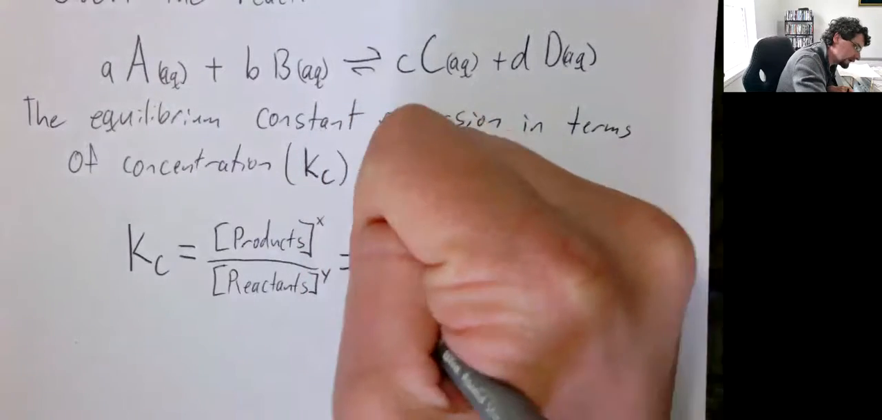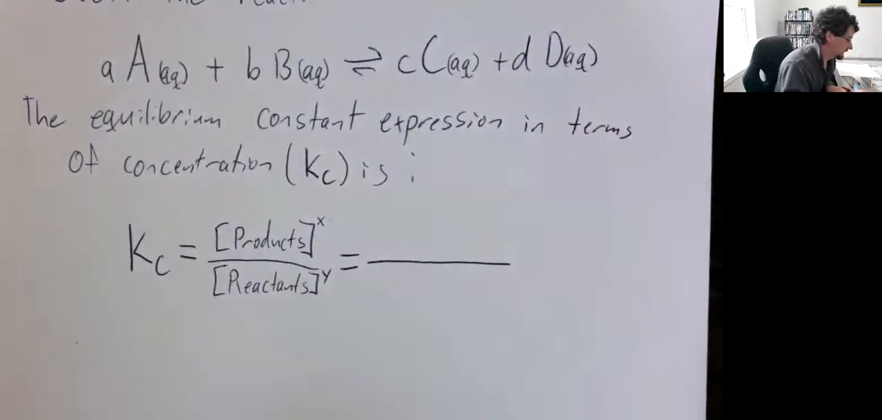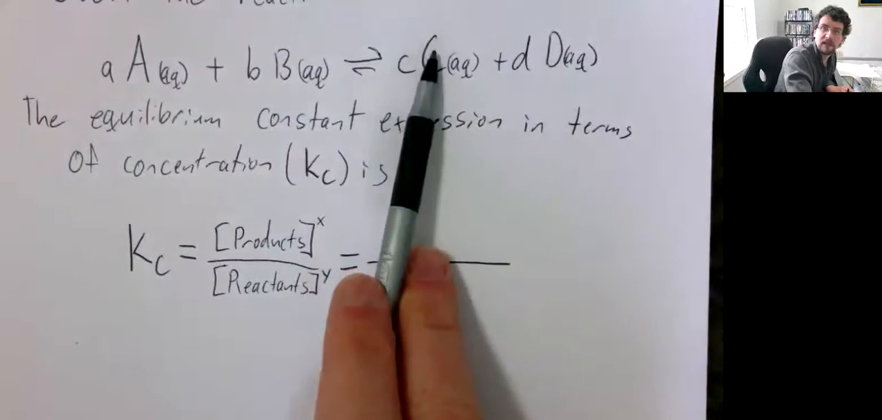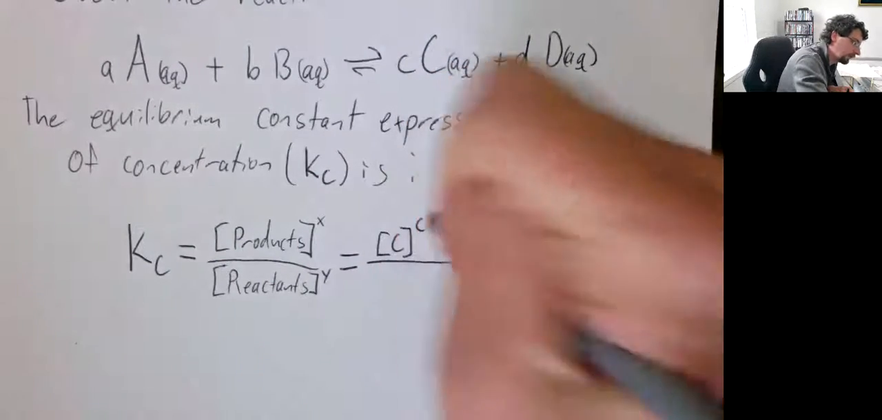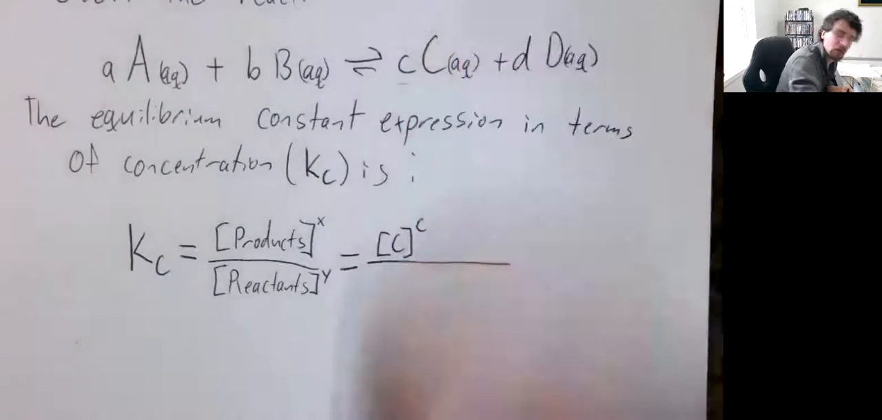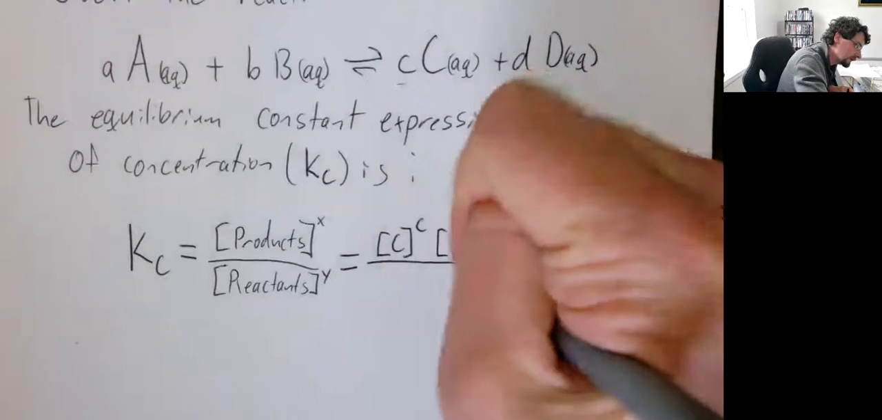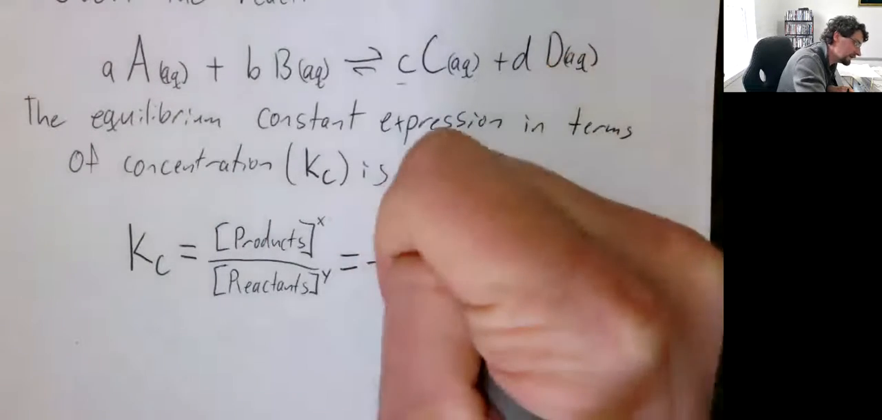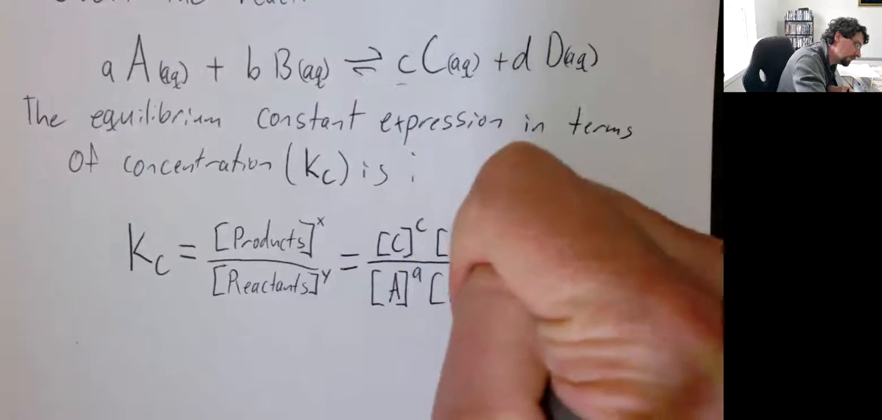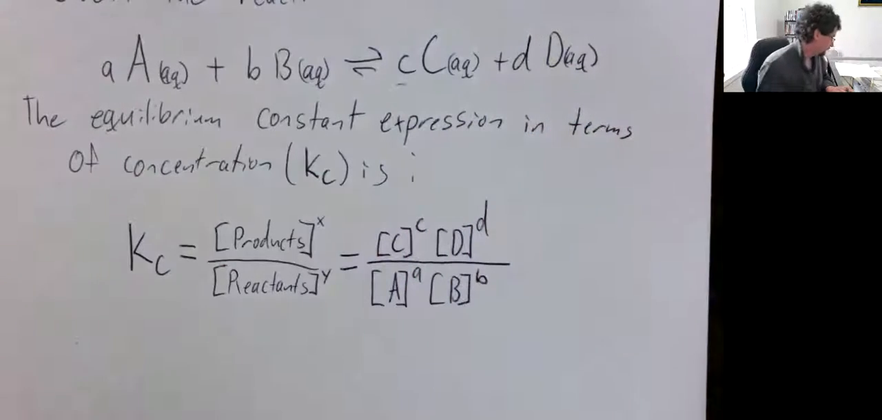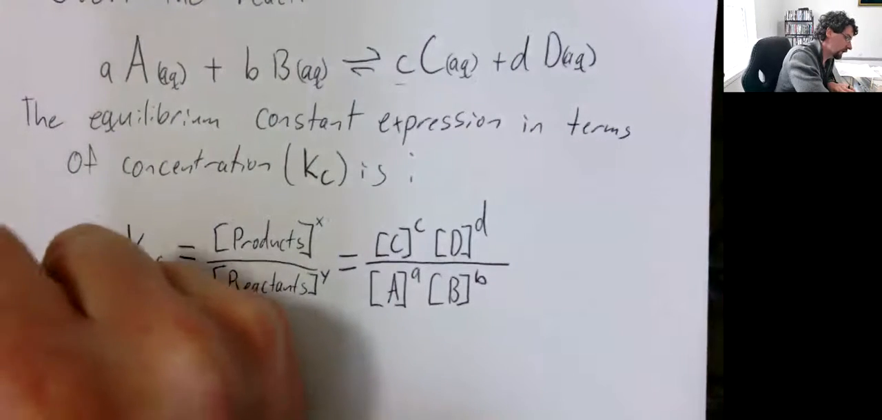So in our case, our two products are C and D. So we would have C raised to the power of little c for that coefficient out front, times D raised to the power of lowercase d, divided by A raised to the a, B raised to the b. Okay, so this looks pretty simple, but there are some guidelines that you have to follow. So let's make some notes about this.